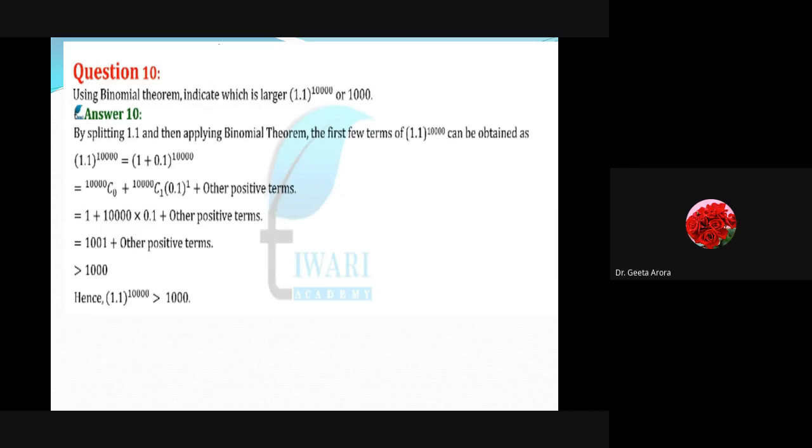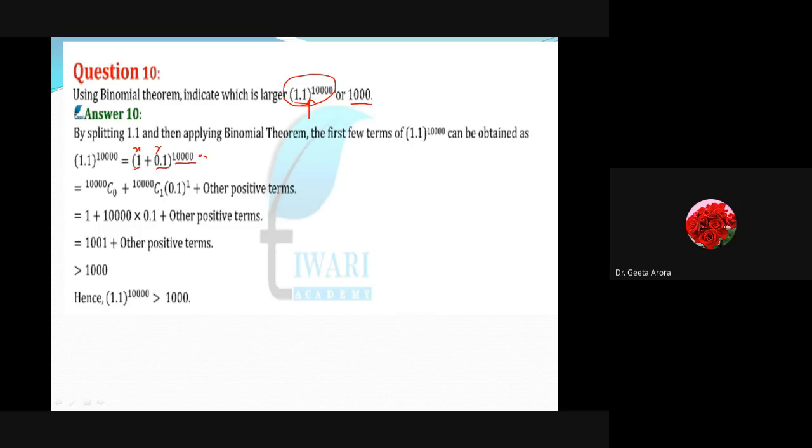Here the first thing is obviously 1,000 is a numeric value, and here we are looking for something which is raised to power 10,000. So obviously we have to apply the binomial theorem here, correct? And if I have to apply it, how can we write it down? 1.1 can be written as 1 plus 0.1 raised to power 10,000, correct? And if I open it, x is 1, y is 0.1, x plus y raised to power n.